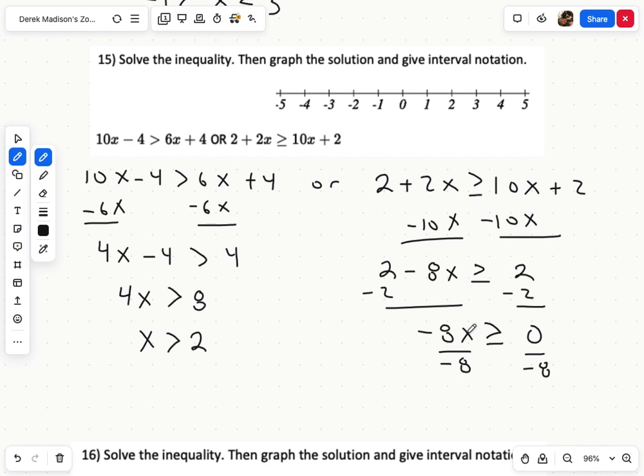And I'm still dividing by a negative right there. And so even though we can kind of see x is going to be involved with that 0, when we divide by the negative, we still do have to flip the inequality. So that's going to be x is less than or equal to 0.